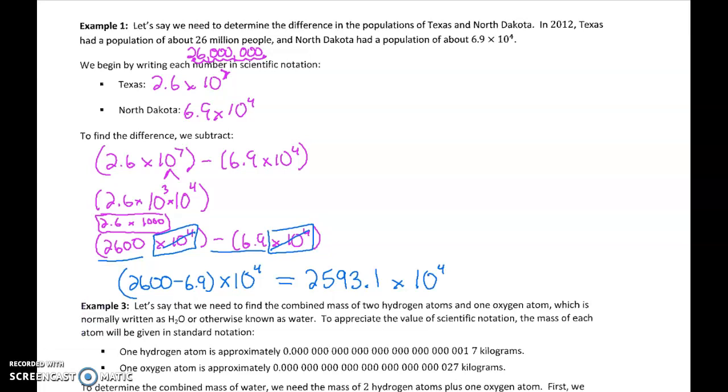Let's just go back to purple. Okay. The decimal point's right here. We want it right here. If I go from where I want it to where it is, I go over 1, 2, 3 times. So I'm going to add a 3 up here. And this is going to become 2.5931 times 10 to the 7th. And that is the difference in the number of people.